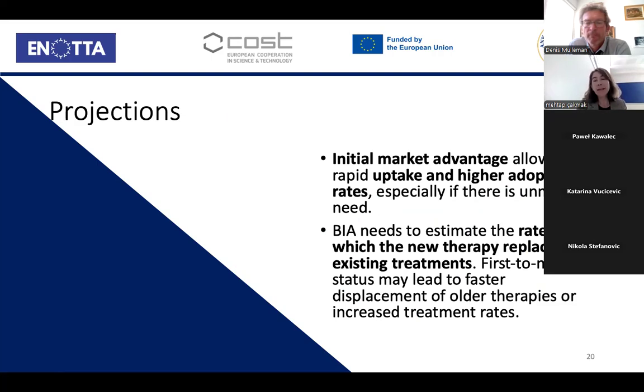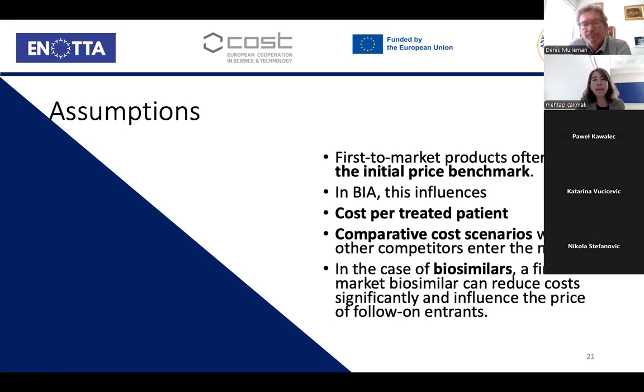In this case, health policy makers make some distinguished decisions for this initial market to get this initial market advantage on behalf of a pharmaceutical company. And we assume that the initial price benchmark is set, and this influences cost per treated patient and comparative cost scenarios when other competitors enter the market.